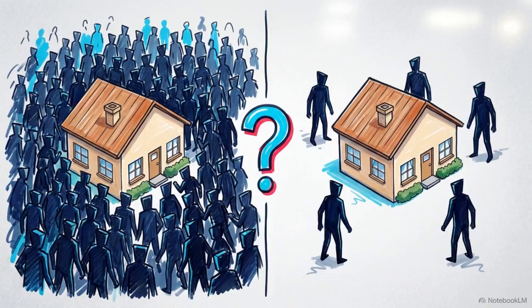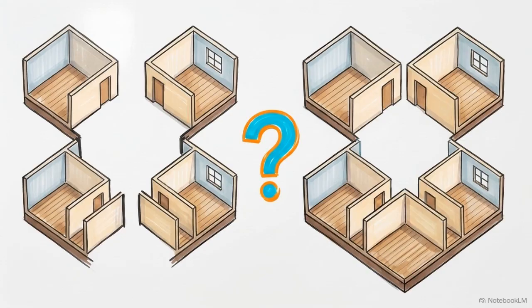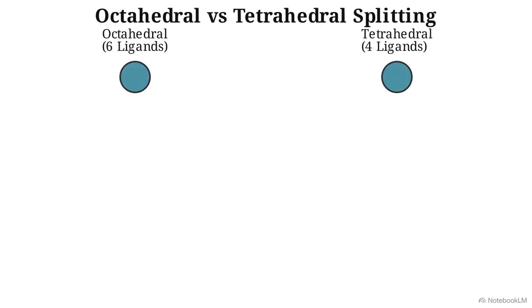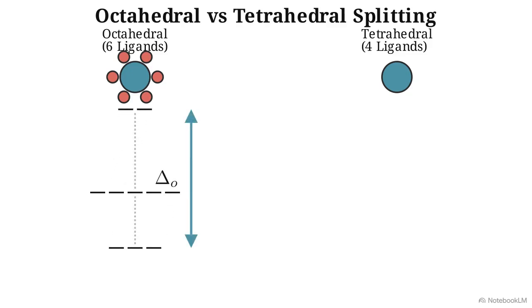Which brings up an interesting question. If you change the total number of invading guests, does that change how drastic the energy split gets? This chart compares 2 different scenarios to answer that. On the left, we have what's called an octahedral setup. This happens when exactly 6 ligands attack the central atom from all sides. 6 invaders create massive repulsion, forcing a massive energy gap between the upper and lower levels.